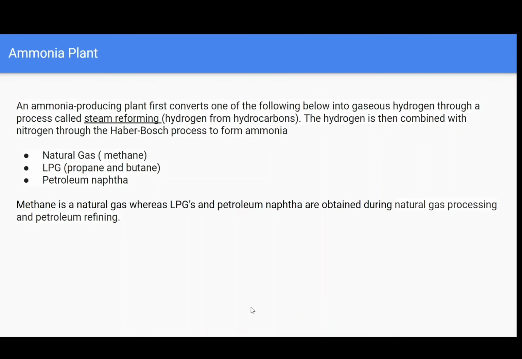Now moving a step further back, an ammonia producing plant first converts one of the following into gaseous hydrogen. That is, it converts either natural gas such as methane, LPG such as propane or butane, or petroleum naphtha into gaseous hydrogen through a process called steam reforming, that is obtaining hydrogen from hydrocarbons. The hydrogen is then combined with nitrogen to form ammonia through the Haber-Bosch process. Now, methane is a natural gas, whereas LPGs and petroleum naphtha are obtained during natural gas processing and petroleum refining.